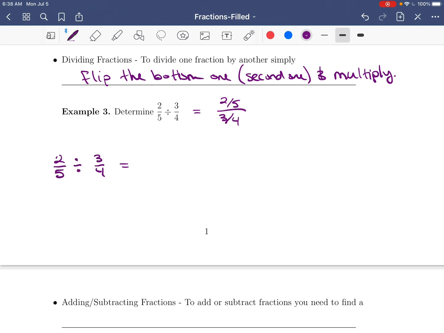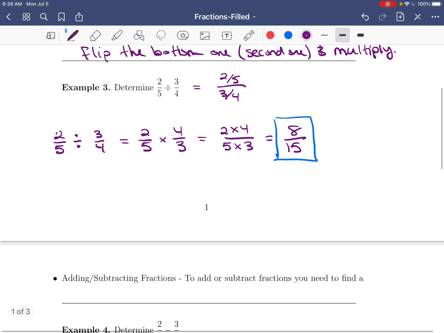What I would do is take my 2/5 and then multiply by 4/3, which is 3/4 flipped over. And then we just multiply straight across. So that's 2 times 4 over 5 times 3, which is going to be 8 over 15. And 8 and 15 have nothing in common, so this would be our reduced answer. That's how we do division.